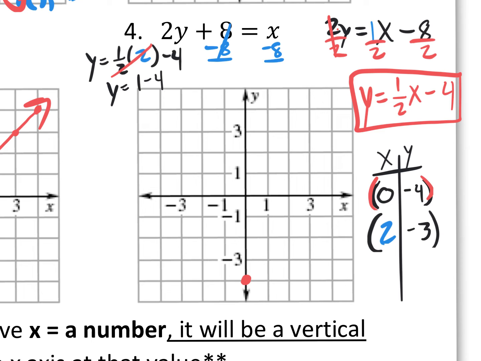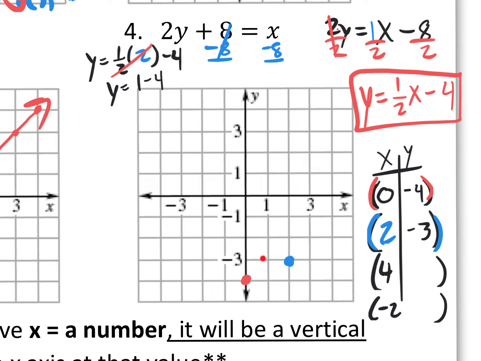So that's my second point, 2, negative 3. 2 on the x, negative 1, 2, 3 on the y. Let's put a dot right there. So those are my 2 points. Yes, I could plug in more values. If I wanted to, I could plug in an x value of 4 and do the math and get my answer. I could even plug in the x value of negative 2, do the math and get my answer. Or, since I only need 2 points to draw a line, I could use the pattern between these 2 points.